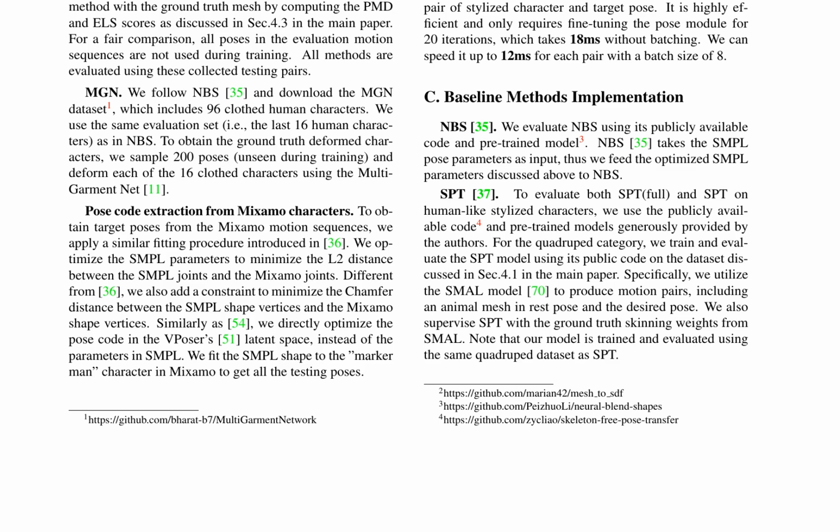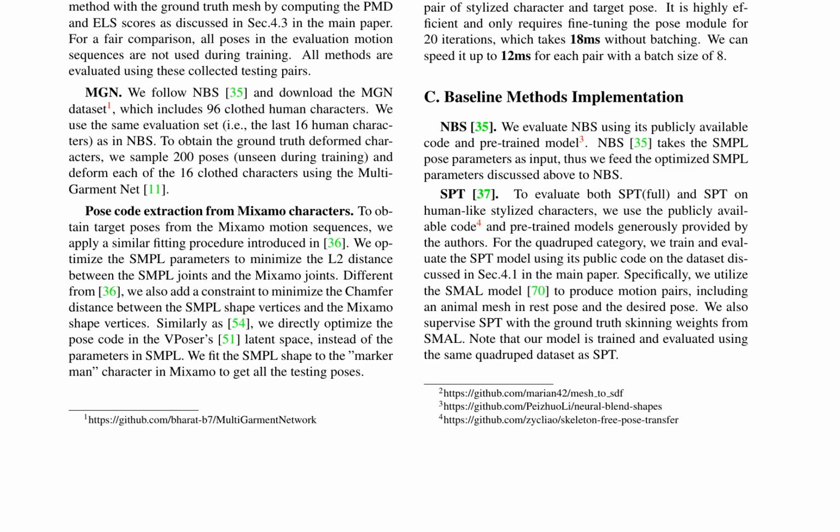The detailed test time training (TTT) procedure is outlined, which involves fine-tuning the pose module to perform two tasks: deforming the stylized character to the target pose while being constrained by the self-supervised volume-preserving loss LV, and deforming the source human character in T-pose to the target pose, supervised by the ground truth human character in the target pose, LDR. TTT is efficient, requiring only 20 iterations in 18 milliseconds without batching, and can be sped up to 12 milliseconds with a batch size of 8.